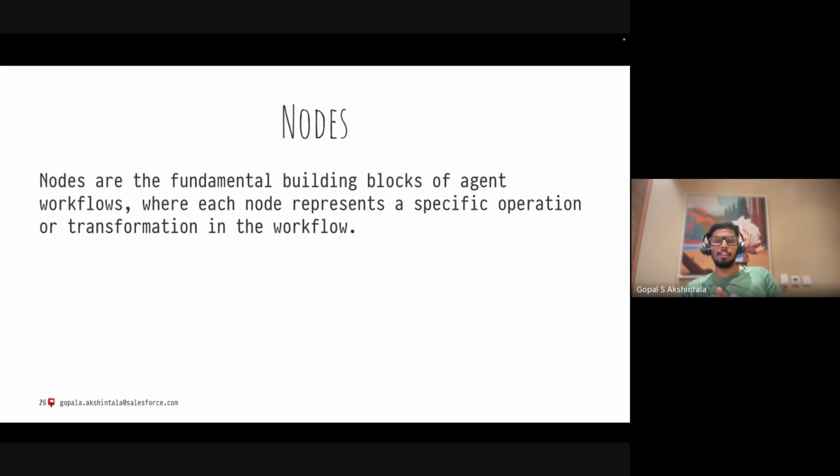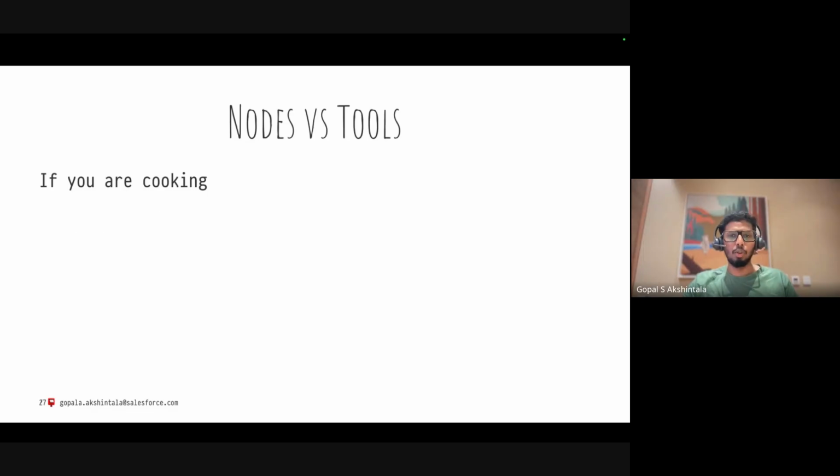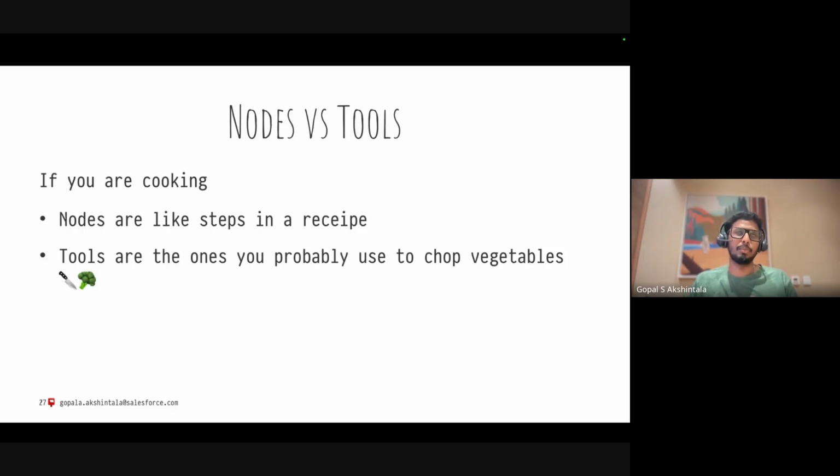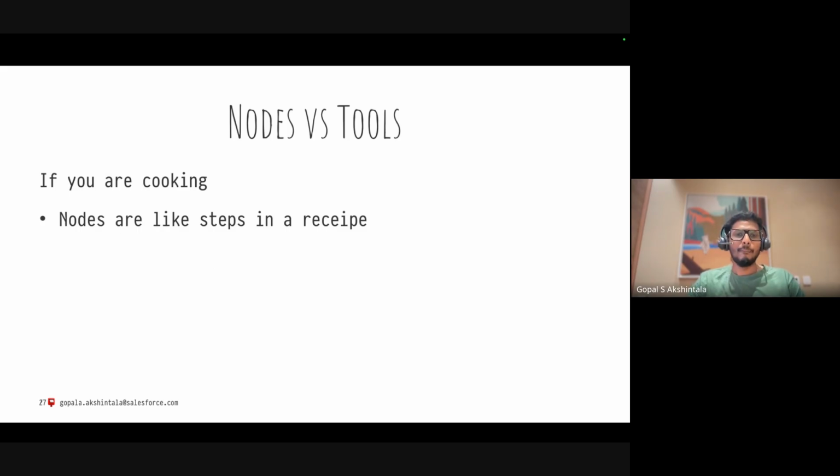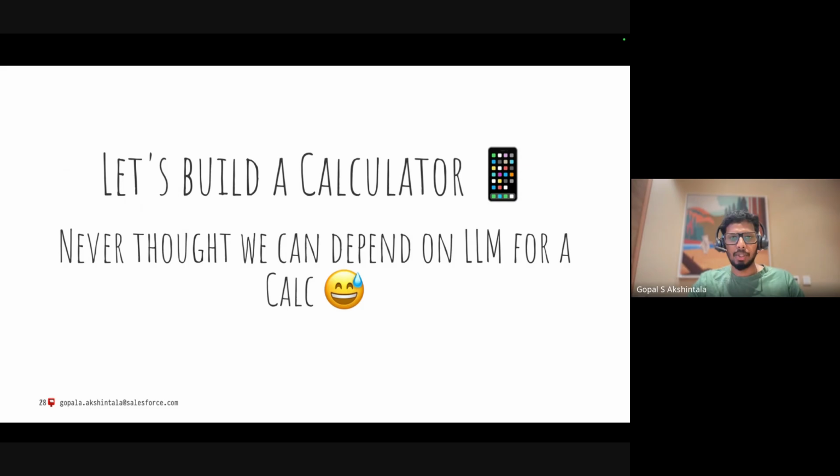Nodes, on the other hand, are fundamental building blocks, like I said, in a workflow. If you think about nodes versus tools, nodes are like steps in a recipe. And tools are the ones you use to chop vegetables. Let's say you're cooking and you need a knife. In this case, maybe you need an API call or you need a database. And a tool is closer to the real world, when I say real world, I mean those traditional databases, etc. So I hope that gave some idea.